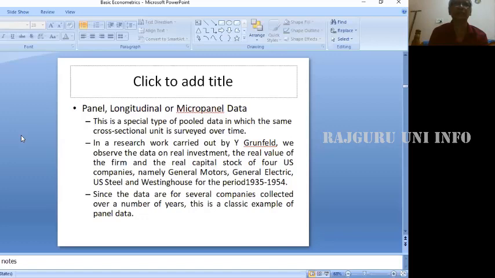Assume I select BSE 500 companies for 10 years. So 500 companies' data for 10 years. Each year I will be collecting 500 companies' data, but this data is collected for 10 years, and several variables are being considered. I'm testing the relationship between dividend and other determinants.